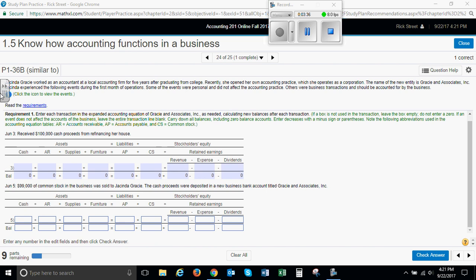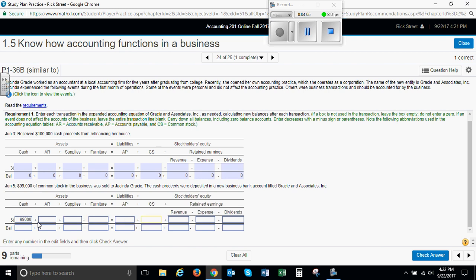Okay, so now the second transaction comes up. It takes a little evaluation here, and it says June 5th, $99,000 of common stock in the business was sold, and the cash proceeds are deposited in the business account. Okay. When an individual starts a corporation, they are the sole stockholder, and that's the case of Miss Gracie here. Okay, so she got $99,000. That means cash is involved, and her cash just went up $99,000.